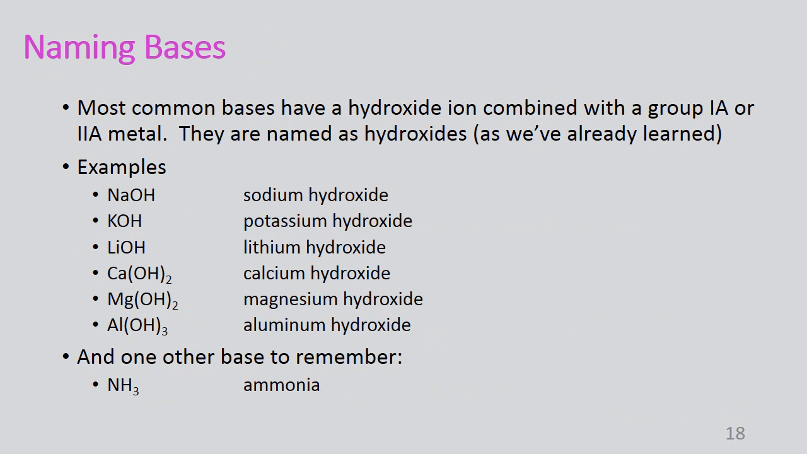Okay, and then finally, naming bases. They're really easy because most of the bases that we'll be dealing with are the hydroxide ions combined with group 1A or 2A metals, and they're just named the way that we've already learned how to name them. So NaOH is sodium hydroxide, KOH is potassium hydroxide, lithium hydroxide, calcium hydroxide, etc. One other base that you should remember is NH3, which is ammonia.